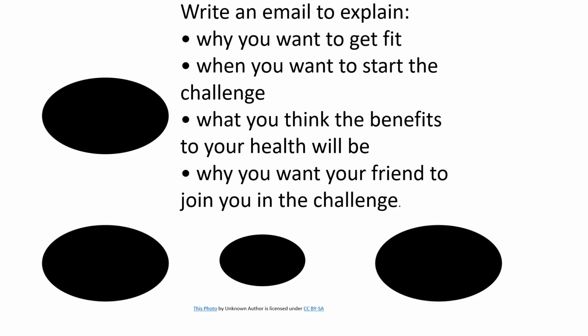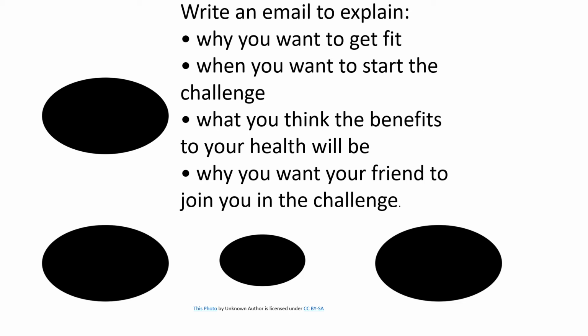So we look at the exam question and we have bullet points. We're going to look at the first exam question, getting fit, and you would be given this information. Write an email to explain. So that tells you straight away what type of writing you have to do. You have to explain why you want to get fit, when you want to start the challenge, what you think the benefits to your health will be, and why you want your friend to join you in the challenge.